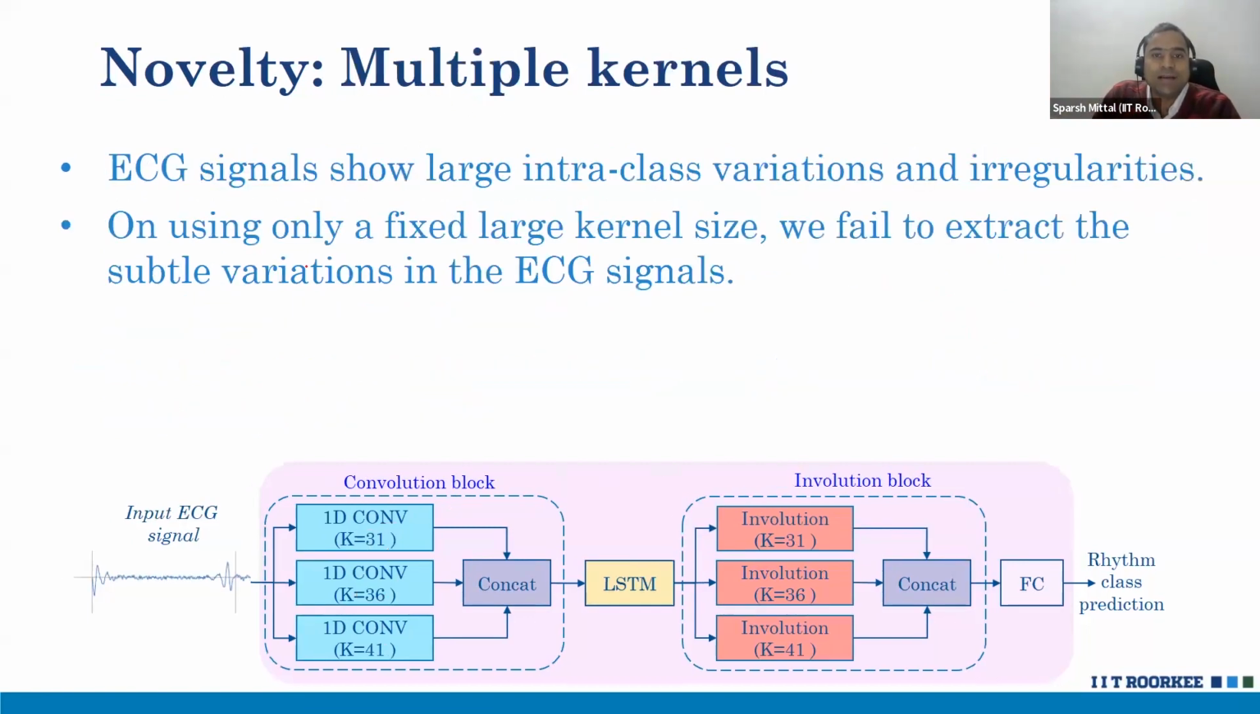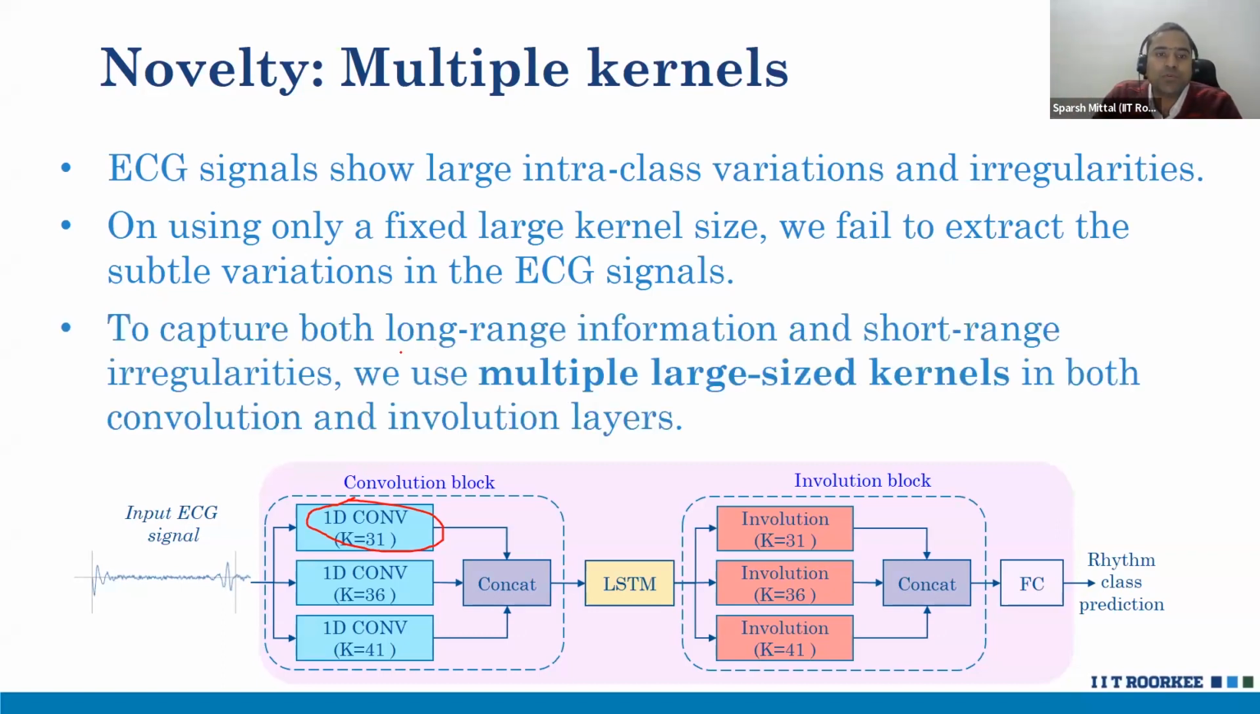Then another novelty is that previous works use only one fixed kernel size, either 3 or 5 or 31, just one fixed size. But if we use only one fixed large kernel size, we cannot extract subtle variations in the ECG signals, because for some classes the variation happens over a small period of time, but for other signals it happens over a large period of time. So to capture both long range information and short range irregularities, we use multiple kernel sizes, not just 31 or just 41, but 31 and 36 and 41. In this way, you can see that we have brought certain key ideas together to extract better performance.